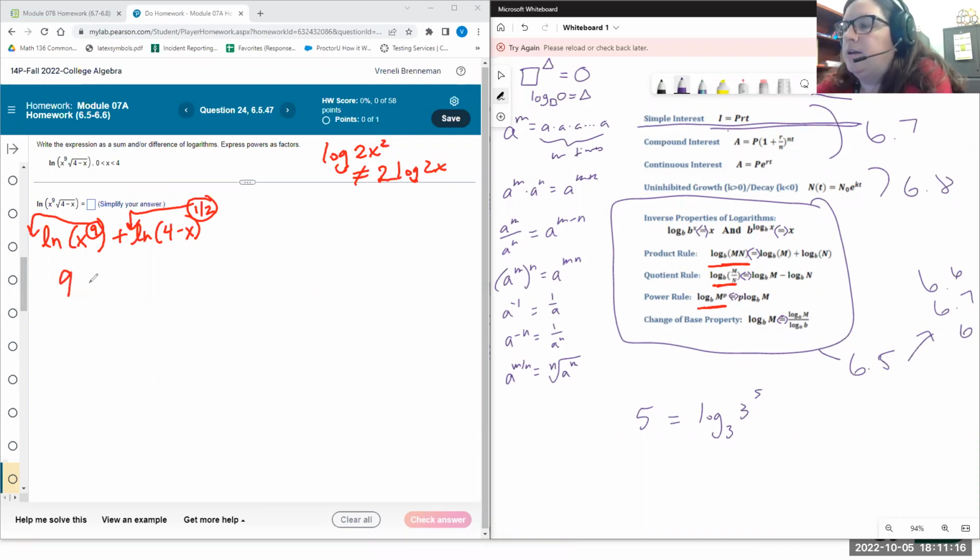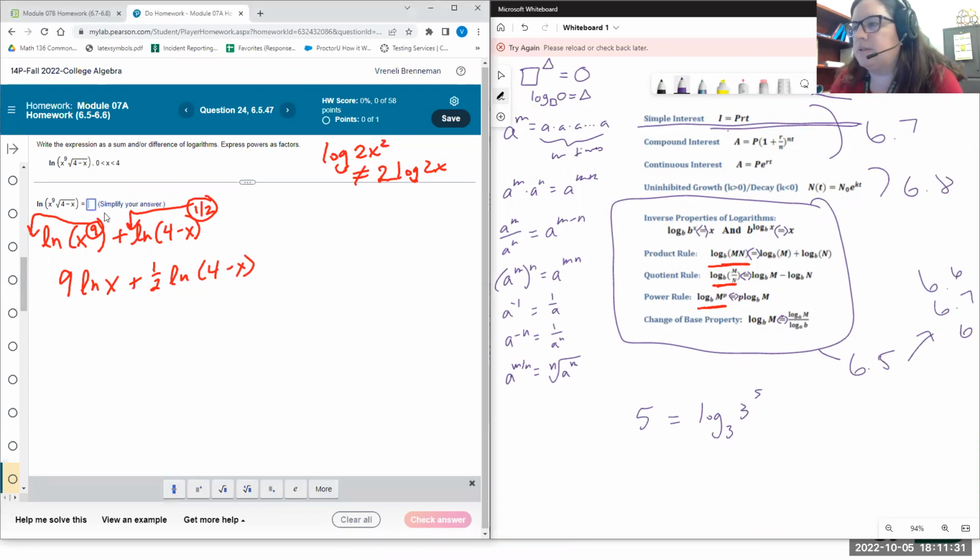So we get 9 ln x plus 1/2 ln of 4 minus x. There's no rule that lets us do anything to further simplify or expand with addition or subtraction inside of a log, so this is as far as it's going to get. So I'm going to put in the 9. I need to type the letters ln, then it'll turn bold, so you know you've done it right. And then the x, and then plus 1/2, and then ln parentheses 4 minus x, so that it knows that whole thing is going into the log.